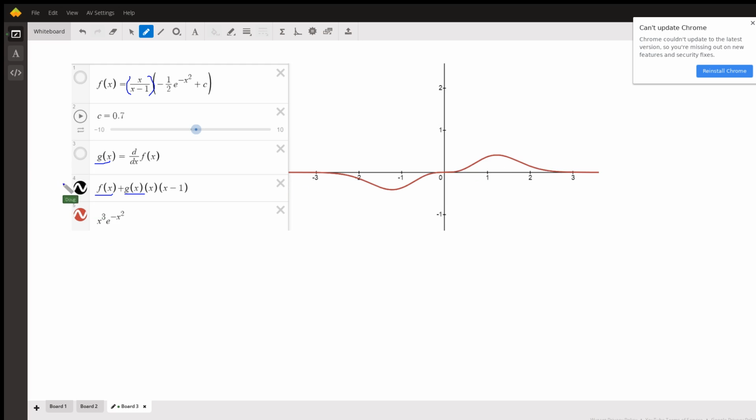So these two are equal, and therefore this is a solution to this differential equation, where this equals this down here.